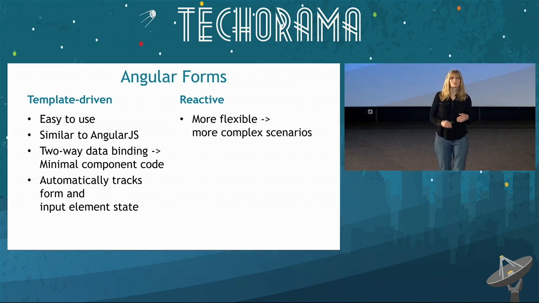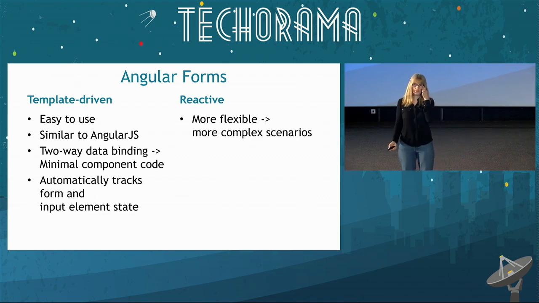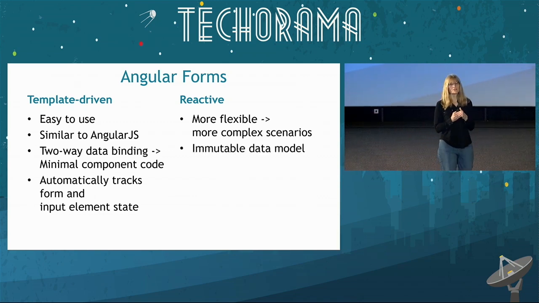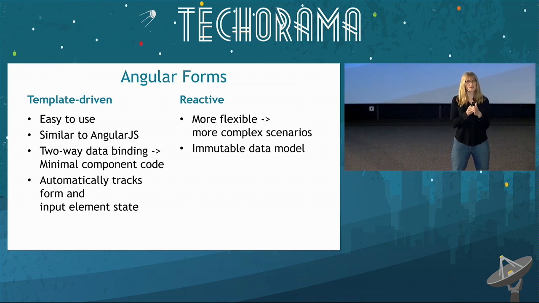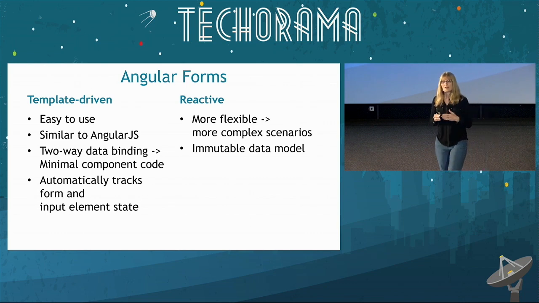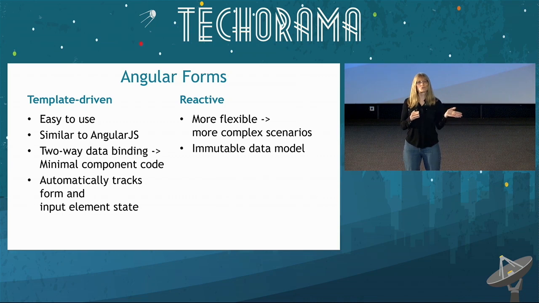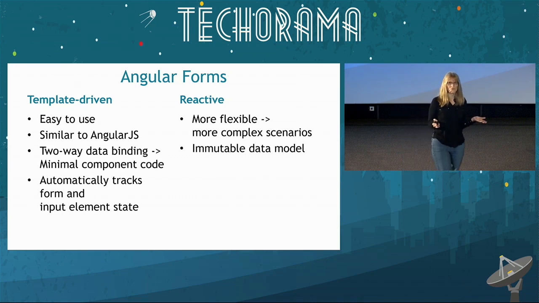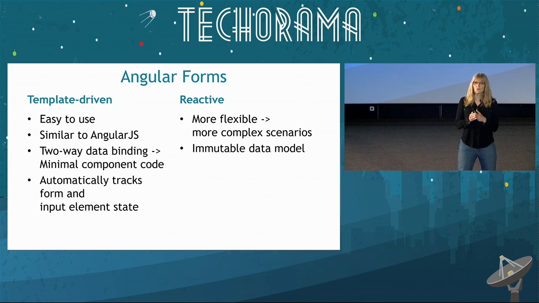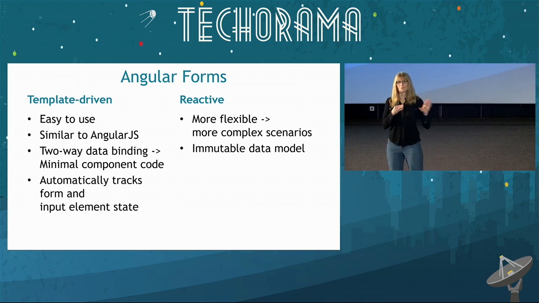With reactive, it is more difficult. There's more code that you have to write, but then it's also more flexible, and it covers more complex scenarios. If your team is into the whole concept of immutable data models, that is basically a data model that isn't changed, then you don't really usually want to use two-way binding, because that sort of defeats the whole point of an immutable data model. So if you are the kind of shop that is really into that, you probably want to use reactive forms, because you're not going to want the two-way binding. You don't want exactly what the user types in to show up in your data model.